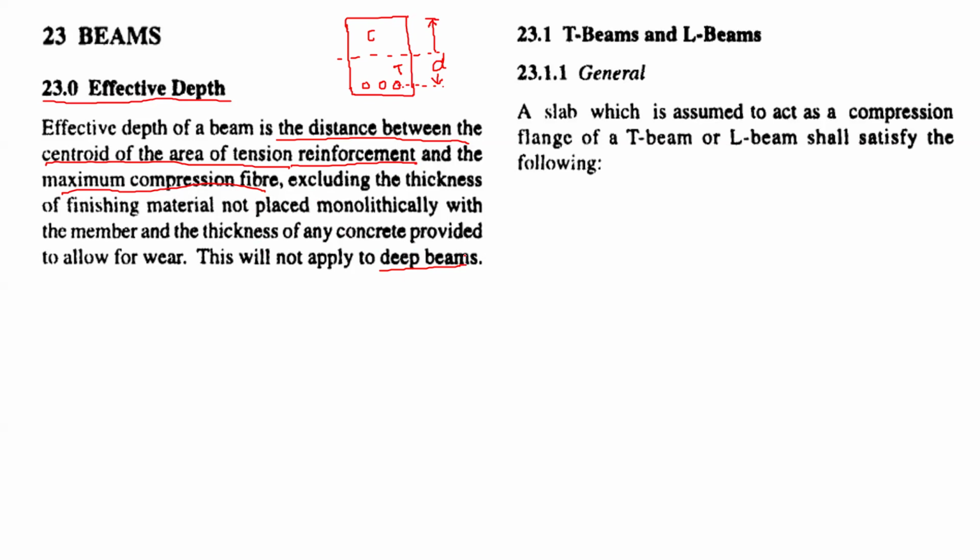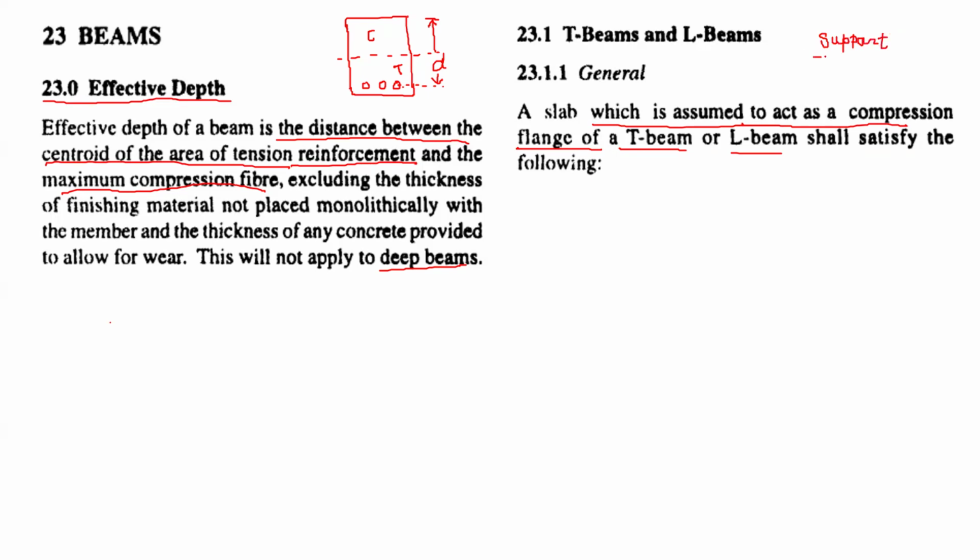Then T and L beam, a slab which is assumed to act as a compression flange. So that is most important. Here you can see this slab which is assumed to act as a compression flange. That means my slab should be on the compression side. Then only we can say that the beam is a T beam or an L beam. If the slab is not on the compression side, then that beam will not be considered as a T or L beam. And therefore at support, our tension is at top.